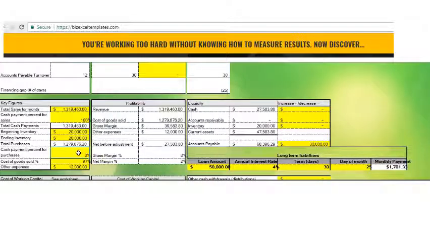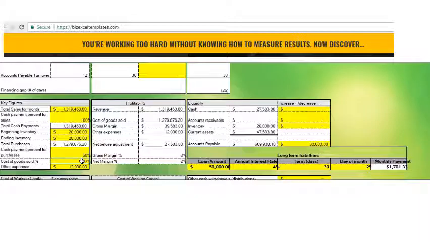Then what percentage of your purchases do you pay at the time of purchase? So if it's 97%, or maybe 50% you pay cash and 50% you pay on accounts payable, put that in there. And then what's your cost of goods sold percent? That means what percent of your sales is the cost of the goods.